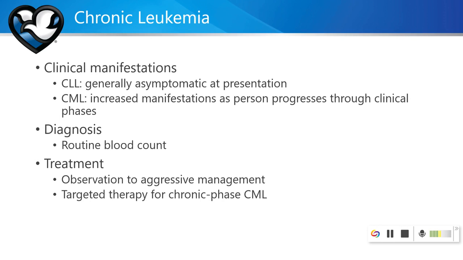CML has 3 clinical phases: chronic, accelerated, and the blast crisis phase. At diagnosis, most CML cases are in the chronic phase, and the person is asymptomatic. The phases are generally determined by the blasts in the peripheral blood and bone marrow. As a person progresses through the phases, the clinical manifestations become more prevalent and may involve fatigue, weight loss, diaphoresis, abdominal pain, and fullness. Progression between the stages may start slow, but progress faster with aging.